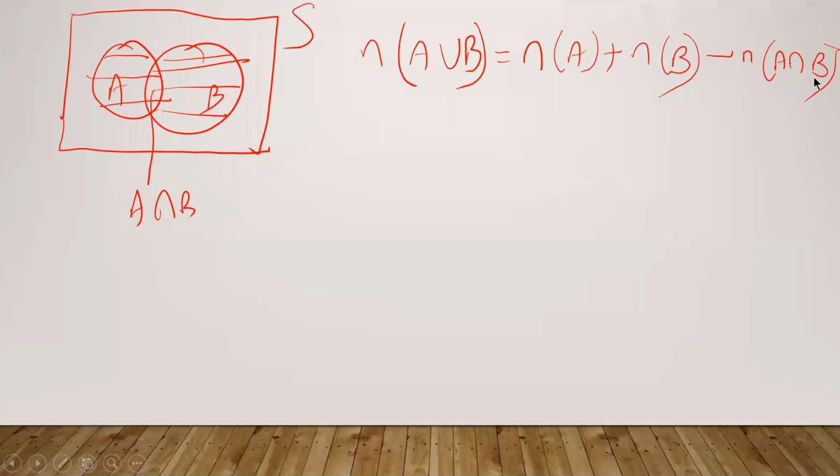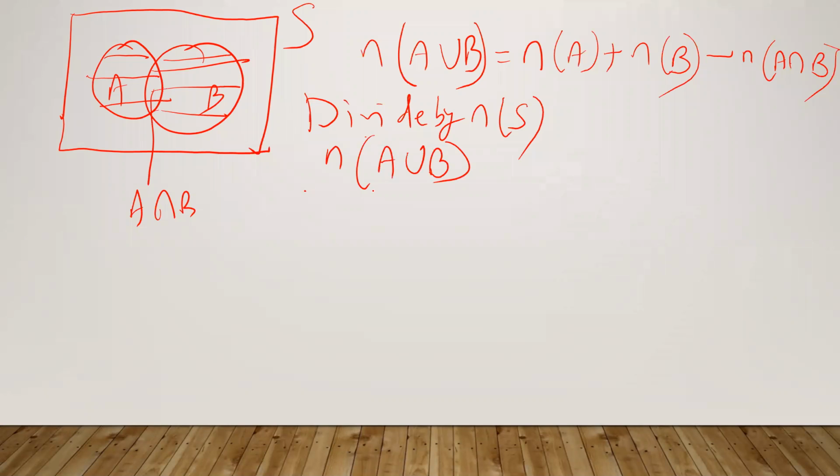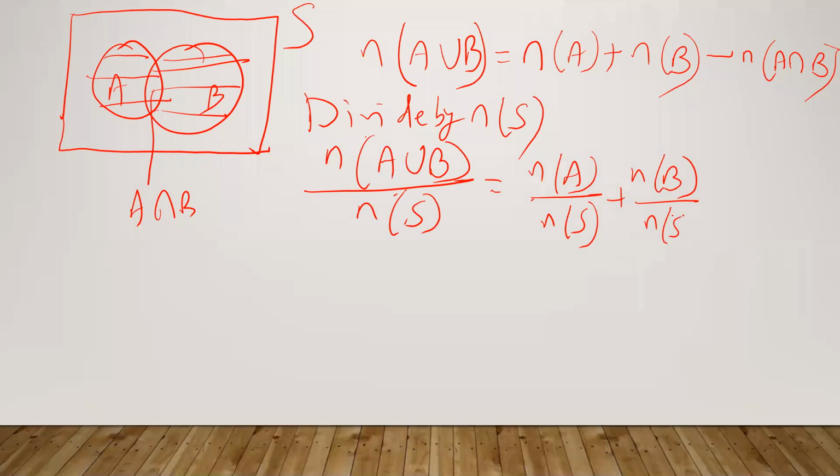Now divide by the number of points in S. S means sample space. Divide both sides by n of S. So on the left hand side I will get the number of points in A union B divided by the number of points in S, equal to the number of points in A divided by the number of points in S, plus the number of points in B divided by n of S, minus the number of points in A intersection B divided by n of S.